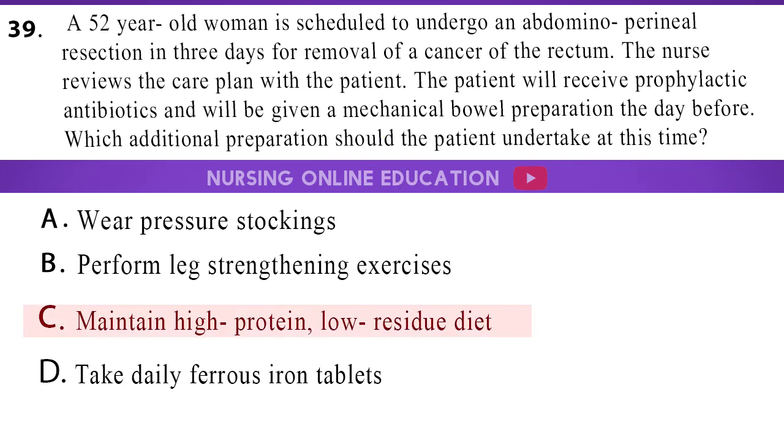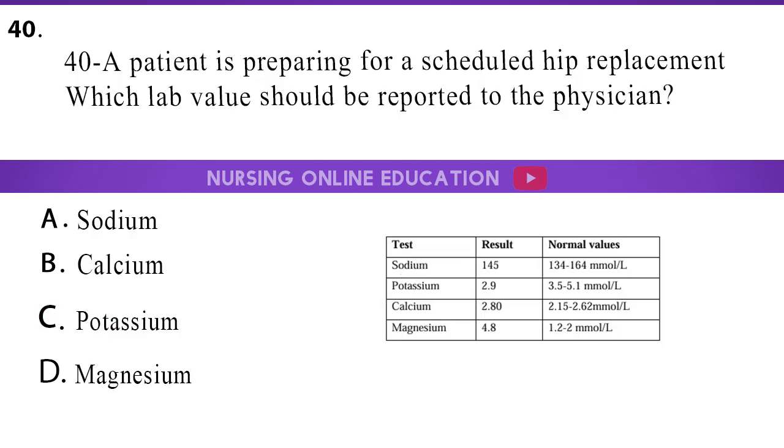The answer is option C. Maintain high protein, low residue diet. 40. A patient is preparing for a scheduled hip replacement. Which lab value should be reported to the physician? A. Sodium, B. Calcium, C. Potassium, D. Magnesium. The answer is option C.